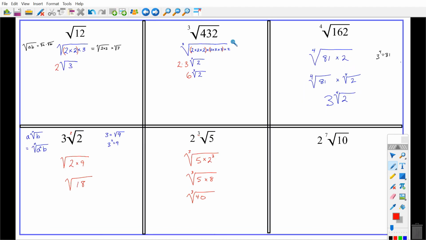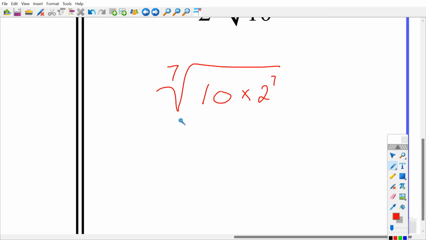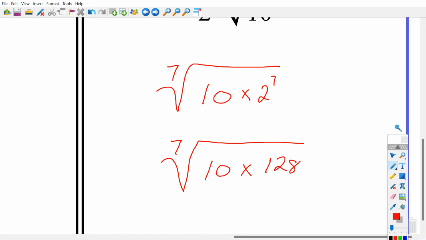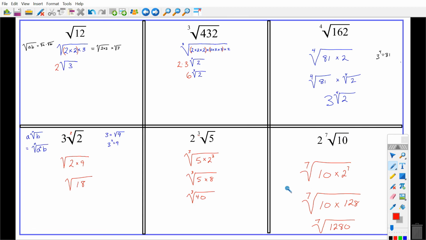One more. So I'm going to write the 7th root of 10, but now I want to put that 2 back inside, so I'm going to raise it to this exponent. I'm going to need a calculator to do this one. So 2 exponent 7 is 128. And then that means we can just multiply by 10. So it's going to be the 7th root of 1280. And that's going from a mixed radical to an entire radical.